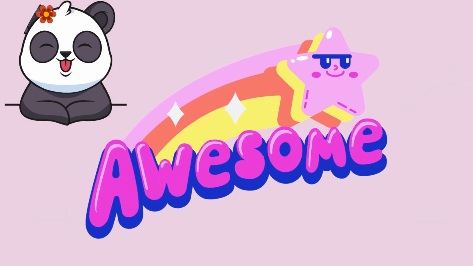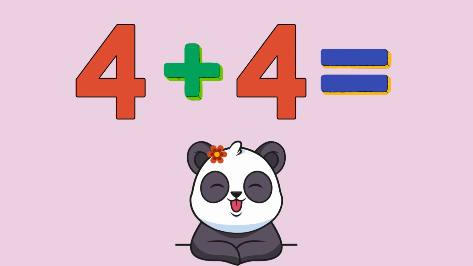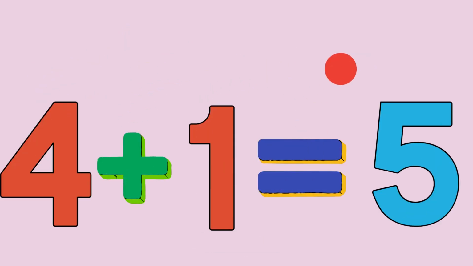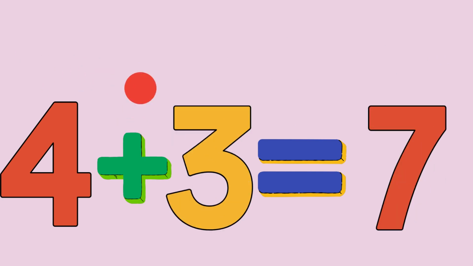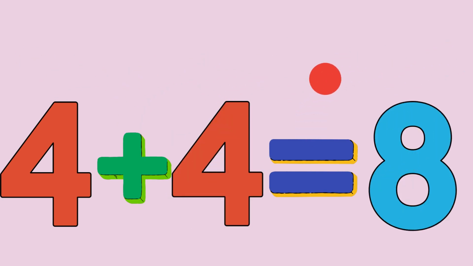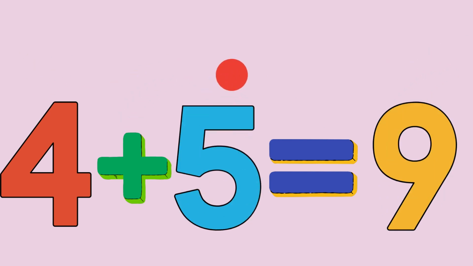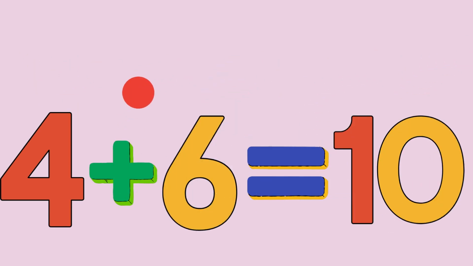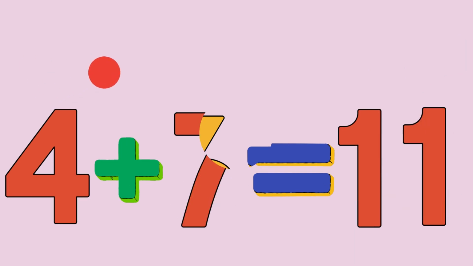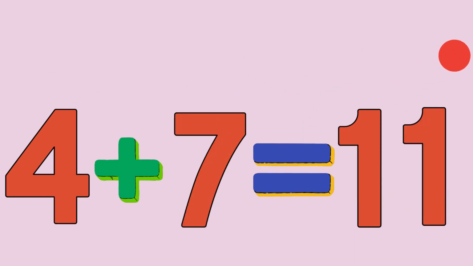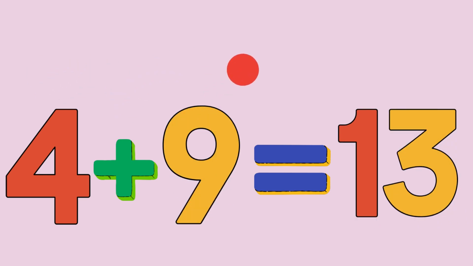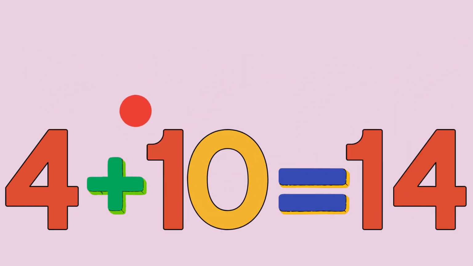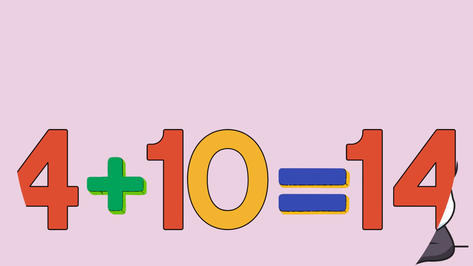That's awesome. Let's do table 4. 4 plus 1 is 5. 4 plus 2 is 6. 4 plus 3 is 7. 4 plus 4 is 8. 4 plus 5 is 9. 4 plus 6 is 10. 4 plus 7 is 11. 4 plus 8 is 12. 4 plus 9 is 13. 4 plus 10 is 14.